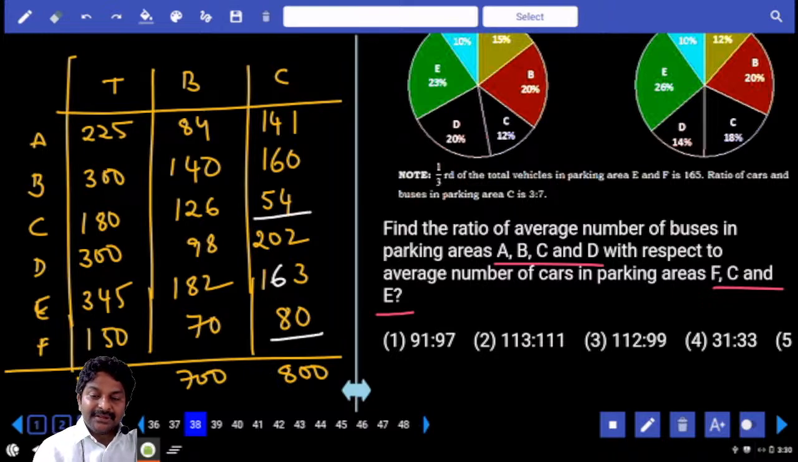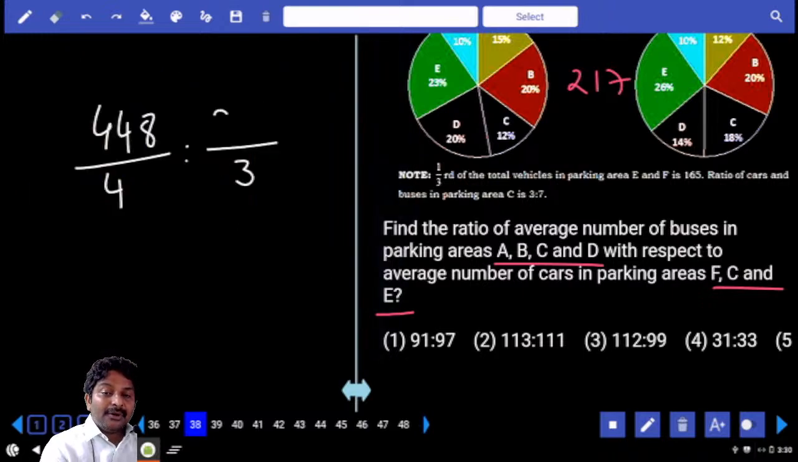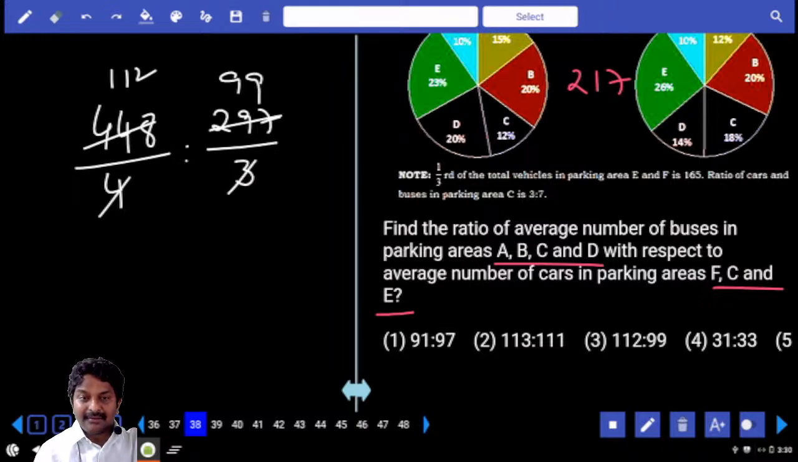F, C and E. 54 plus 163, 217 plus 80, 297. 297 divided by 3. Come on, this is 112 times 3, 9 times, again 9 times. Third option.